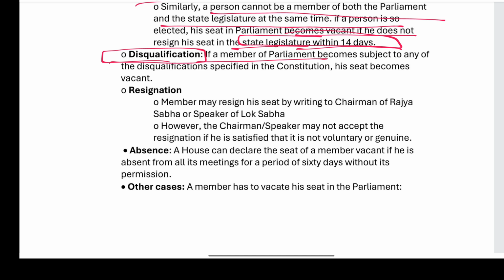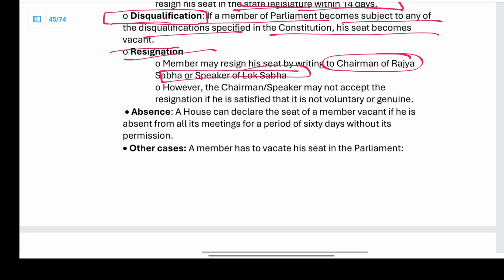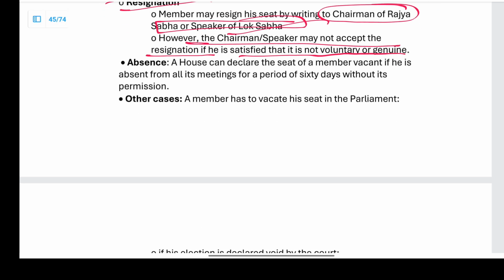Disqualification: if a member of Parliament becomes subject to any disqualification, his seat becomes vacant. If he resigns, the resignation goes to the Chairman of the Rajya Sabha or the Speaker of the Lok Sabha. However, the Chairman or the Speaker may not accept the resignation if satisfied that it is not voluntary or genuine. Absence: a house can declare the seat of a member vacant if he is absent from all meetings for 60 days without permission.